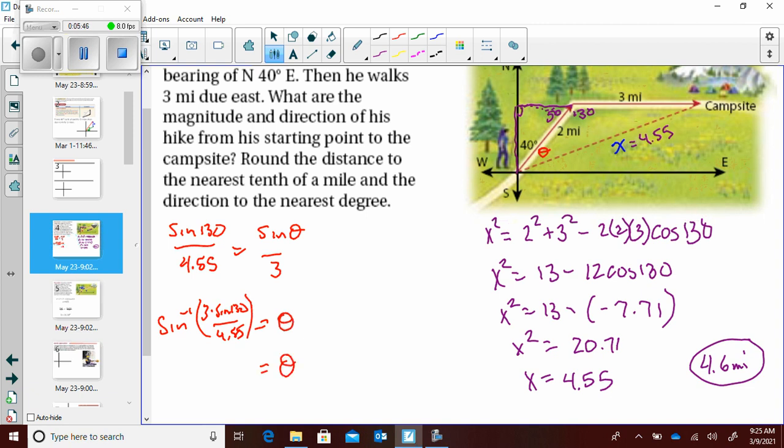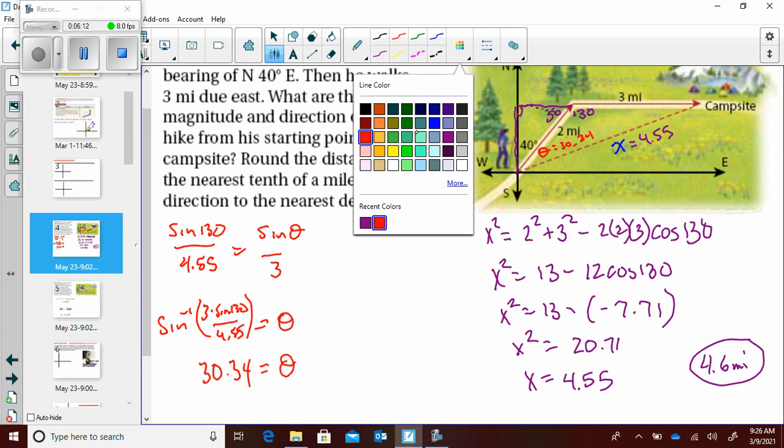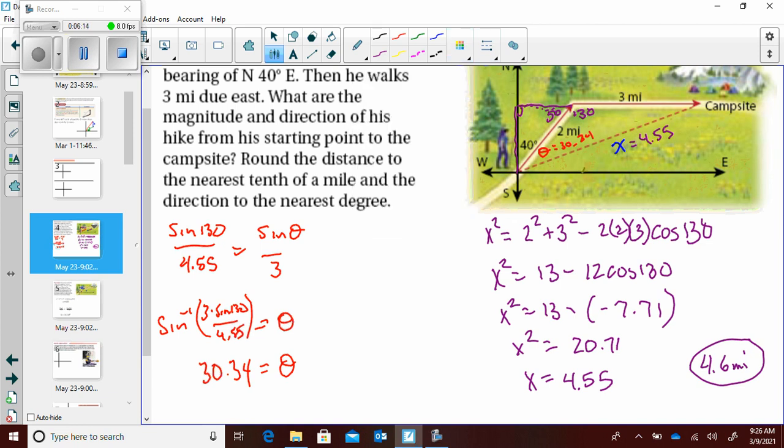So theta, so let's take the sine of 130 times 3 divided by 4.55. I'm going to take the inverse sine of that, and I'm going to get 30.34. So this is 30.34. So this angle right here will be 30.34 plus 40, 70.34. Now you could say 70.34 east of north, right?